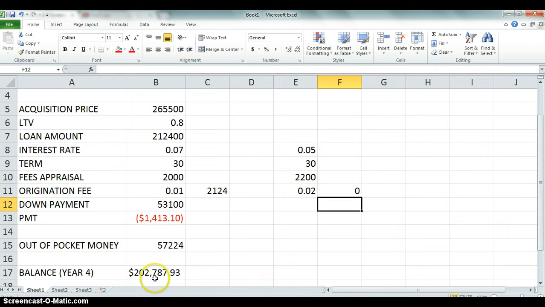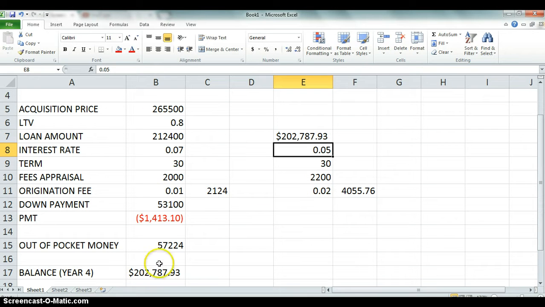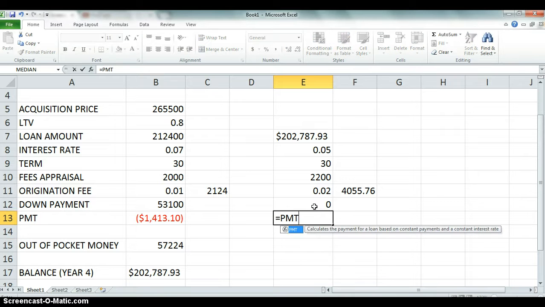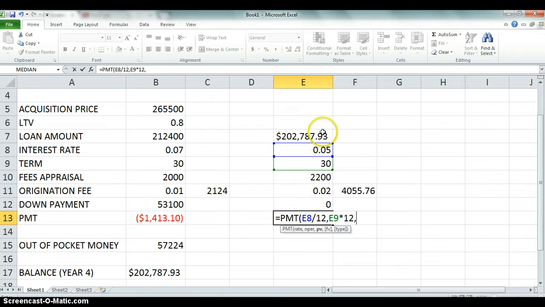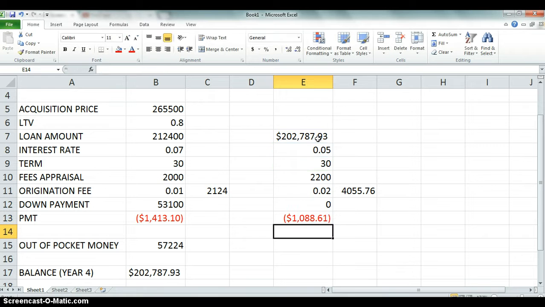And now that we know the balance for year 4, that is the amount that we will need to take out for a new loan. For the down payment, 0, because we are just taking the money that we need. And for the payment, PMT, the rate, 5% divided by 12, periods, 30 times 12, and finally present value, which is the loan amount that we need now. The out-of-pocket money will be our appraisal fees plus our origination fee.